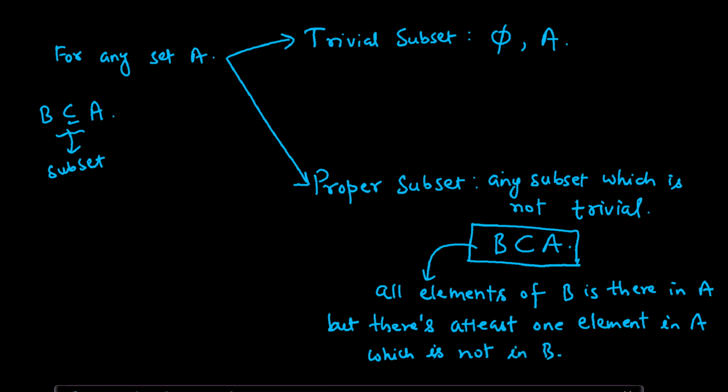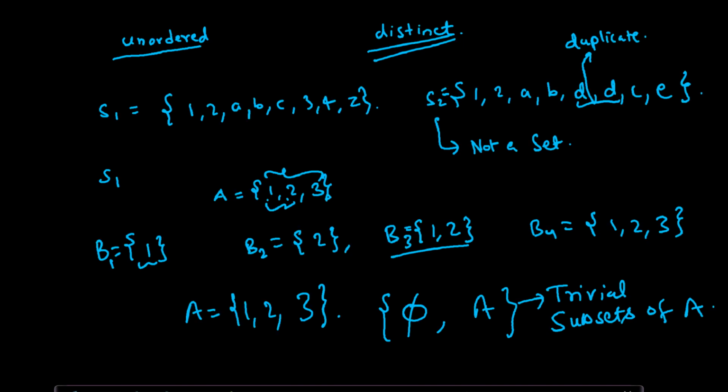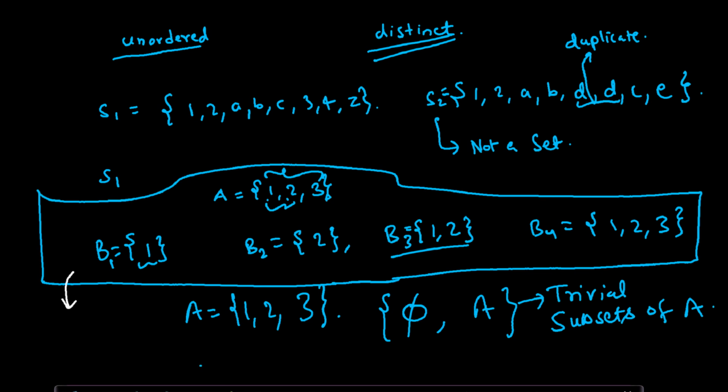Then you will say that B is a subset of A. B is a proper subset of A. Like in this example, A was a set: A has 1, 2, 3. B1, B2, B3. Okay, in this example, B1, B2, B3 are proper subsets. And B4 is not a proper subset. So B1, B2, B3 are proper subsets, and B4 is one of the trivial subsets, which is the set itself. Okay.